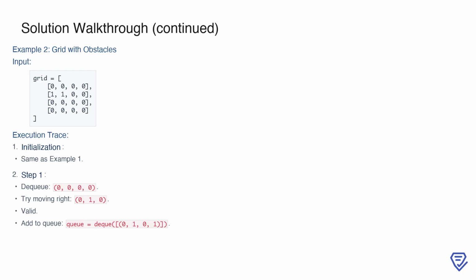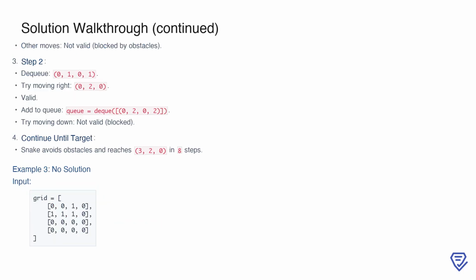Starting from the state 0, 0, 0, 0, the first move we attempt is to the right, resulting in the state 0, 1, 0. This move is valid because the cells 0, 1, and 0, 2 are empty. We add this state to the queue and mark it as visited. Other moves, such as moving down or rotating, are not valid at this point because they would either collide with obstacles or lack the necessary space for rotation.